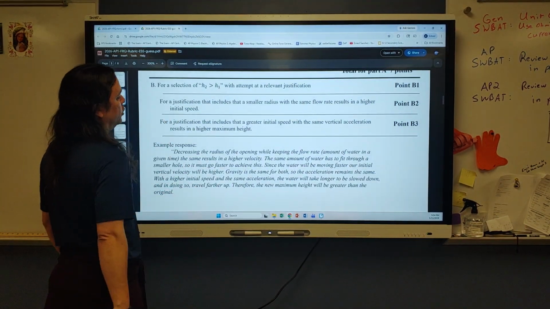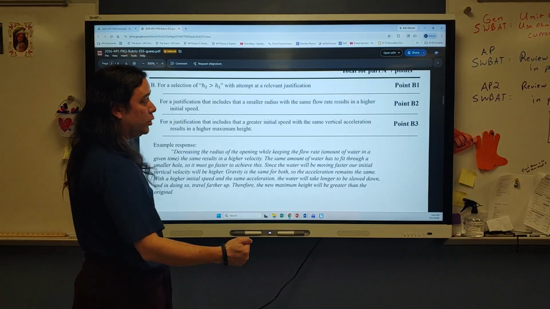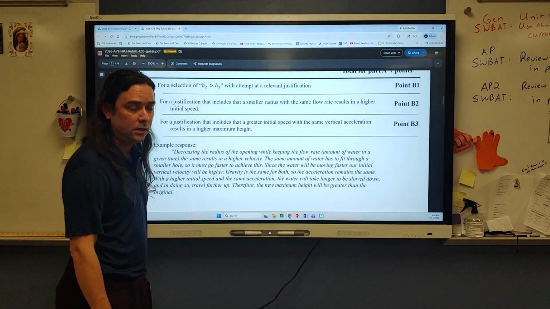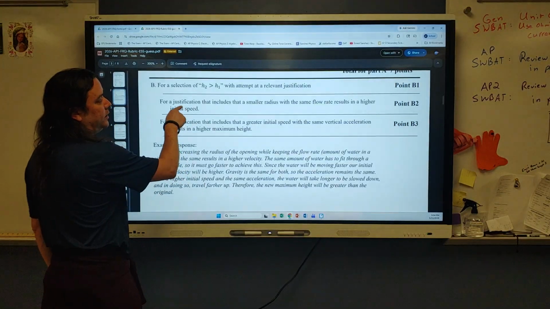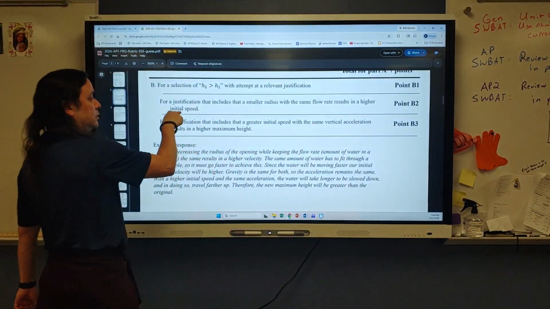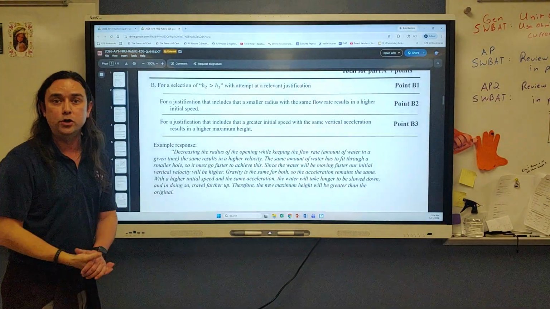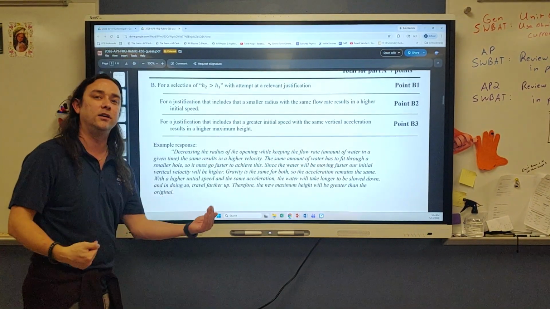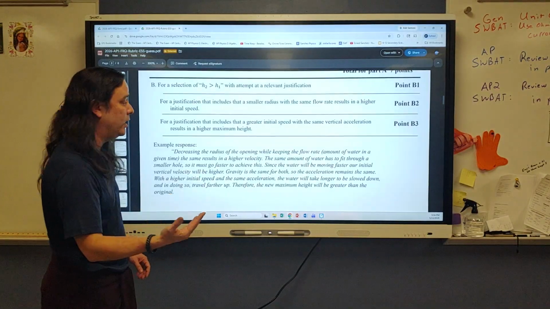The second point, for a justification that includes that the smaller radius with the same flow rate results in a higher initial speed. In this case, it helps if you identify what changes and what stays the same so that you can solidly predict what the new outcome would be. So identify anything that changes, identify things that stay the same, particularly relevant things.